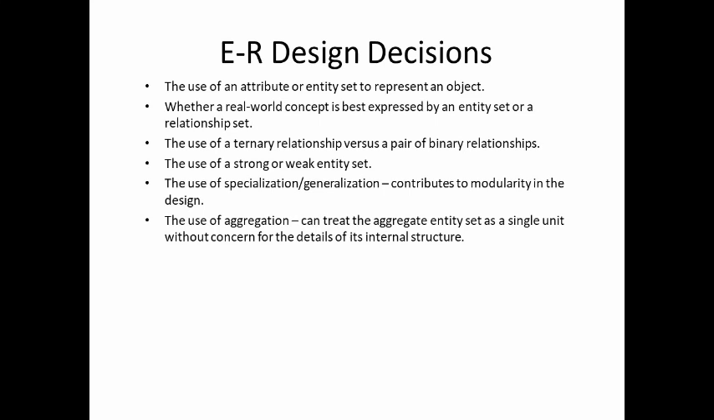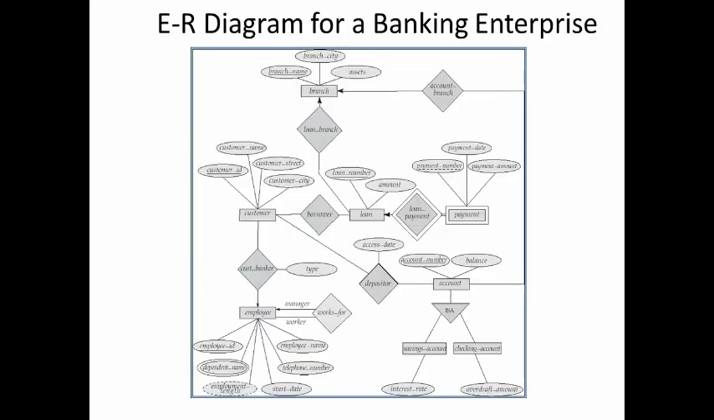The use of specialization or generalization also contributes to modularity in that particular design, and that will be very important to consider, especially if you need an efficient database system. The use of aggregation can treat the aggregate entity set as a single unit without concern for the details of its internal structure. Hence, the developer will have to figure out the internal structures.